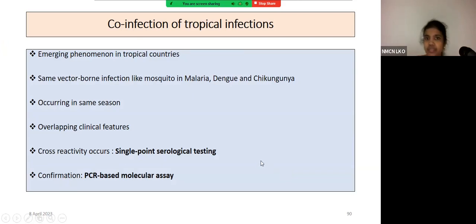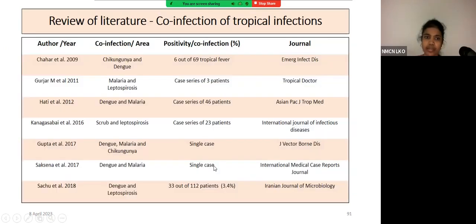Co-infection often occurs in the tropical regions. It is an emerging phenomenon, and it may be because the same vector-borne infection can cause disease, like a mosquito can cause malaria, dengue, and chikungunya at a time, with occurrence of disease in the same season and overlapping clinical features. Cross-reactivity can occur while doing single-point serological testing, which can be further confirmed by PCR-based molecular assay.